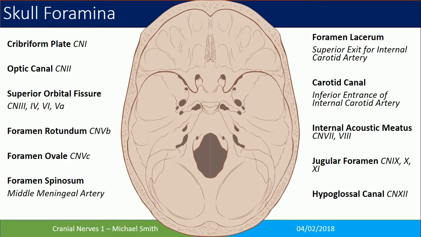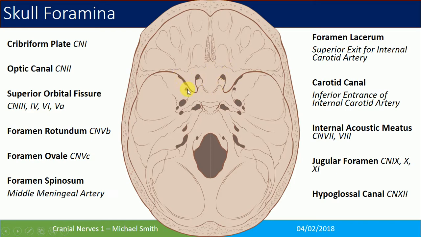We also have the skull foramina, and these are at the bottom of the skull, and it's helpful to be able to remember what enters and exits through each of the holes so you can work out where problems might be if you're seeing problems in that cranial nerve. So we have at the front our cribriform plate, which is where our cranial nerve 1 olfactory nerve passes through. Then our optic canal, where we have our cranial nerve 2 optic nerve coming through.